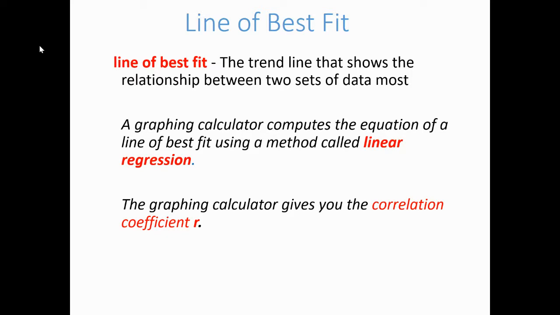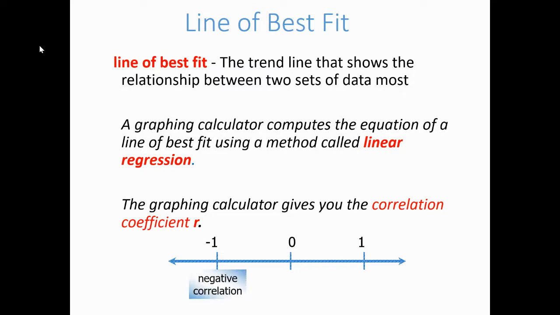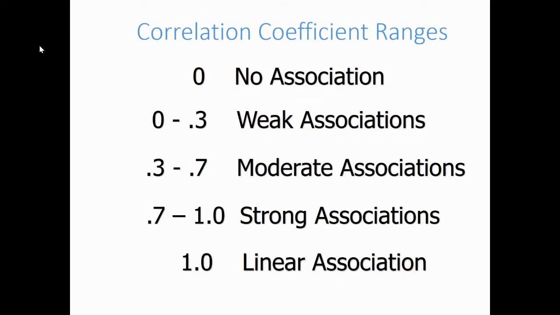Now, the correlation coefficient in the calculator, in both Desmos and TI, is going to be R. The R designates your correlation coefficient, and we'll talk about what that is in just a second. A negative correlation would be -1, no correlation would be 0, and a positive correlation would be 1. Now we're going to talk about those numbers between 0 and 1.